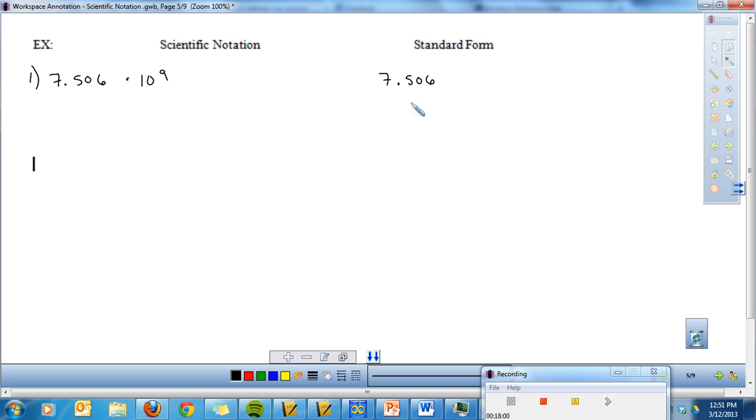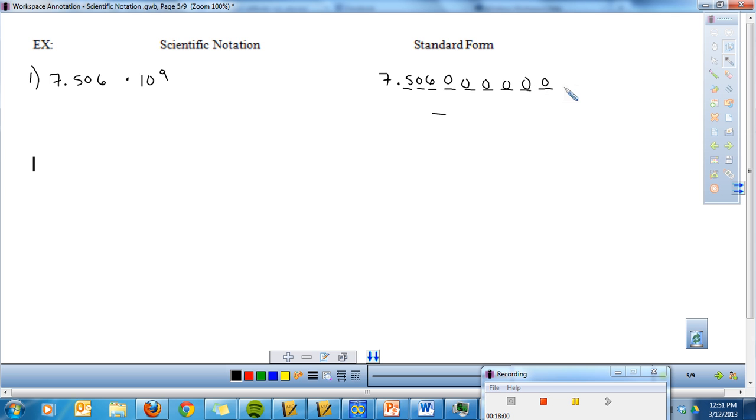7.506. Now, I know that it's going to be a big number. It's a positive exponent, so I'm going to want to go this way. I'm going to start at my decimal, and I'm going to count out 9 places. 1, 2, 3, 4, 5, 6, 7, 8, 9. That means that I move this decimal 9 places to the right. Any place that does not have a number, we're going to fill in with zeros.